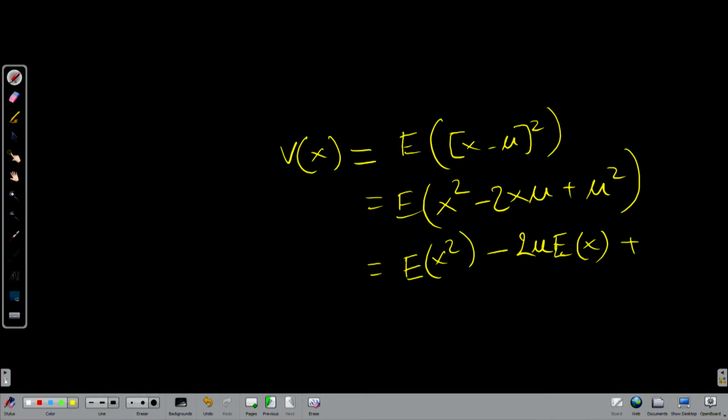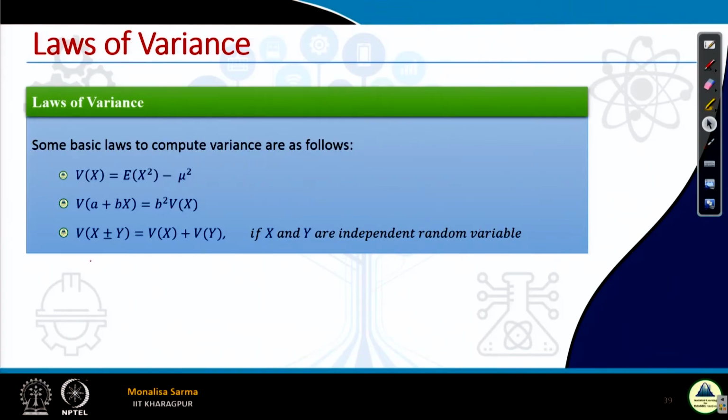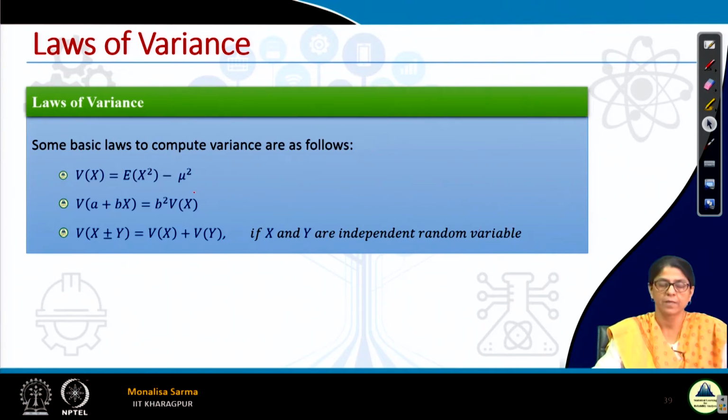So what we got: E(x square) minus 2 times E(x) mu, and E(x) is mu, so we got minus 2 mu square plus mu square, so we get E(x square) minus mu square, right? So this is the first result: V(x) is E(x square) minus mu square. Similarly, the second one I will also show you, but the third one please do it yourself.